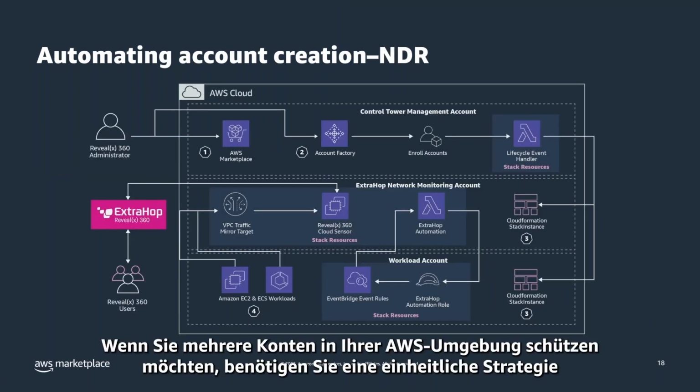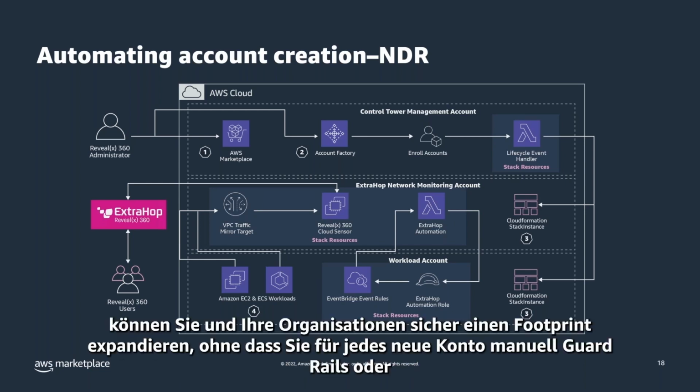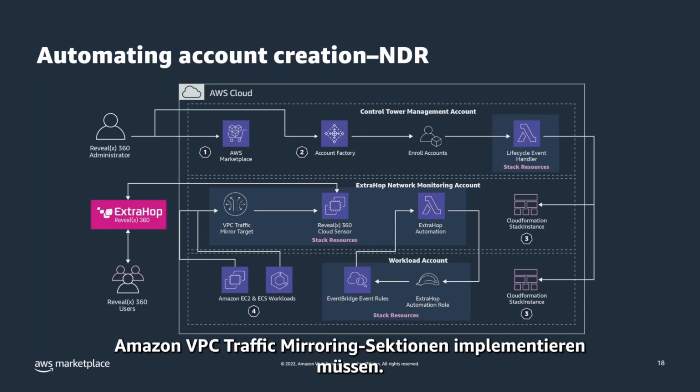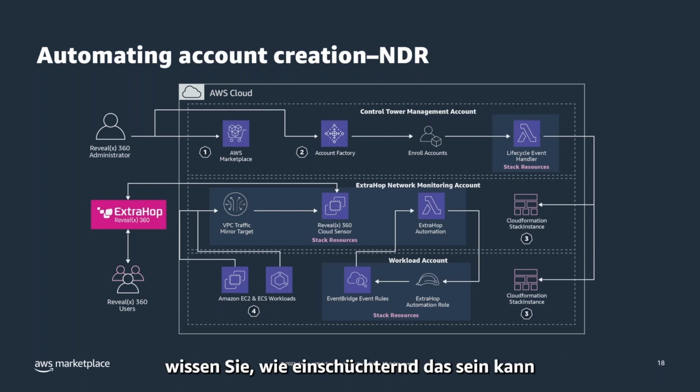If you want to defend multiple accounts in your AWS environment, it requires a unified strategy for visibility, threat detection, and response. With Reveal(x) 360, NDR, and AWS Control Tower, you and your organizations can securely expand your footprint with minimal friction caused by manually implementing guardrails or Amazon VPC traffic mirroring sessions for each new account. Now, if you have tried to create guardrails or VPC traffic mirroring sessions before on your new accounts, you know how intimidating it can be.